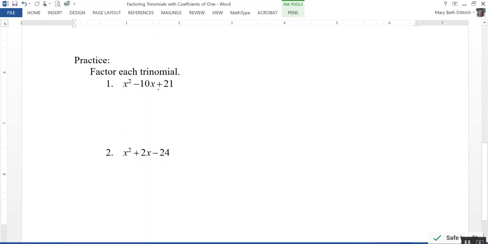Here I have x squared minus 10x plus 21. So I'm going to be looking for two numbers whose product is 21 and whose sum is negative 10. Well, the first numbers I think of are 3 and 7. So my first equation is true, 3 times 7 is 21, but 3 plus 7 is not negative 10. But I do realize that I can make both of these negative, and both of my equations are still true. So this is going to factor into the binomials x minus 3 times x minus 7.